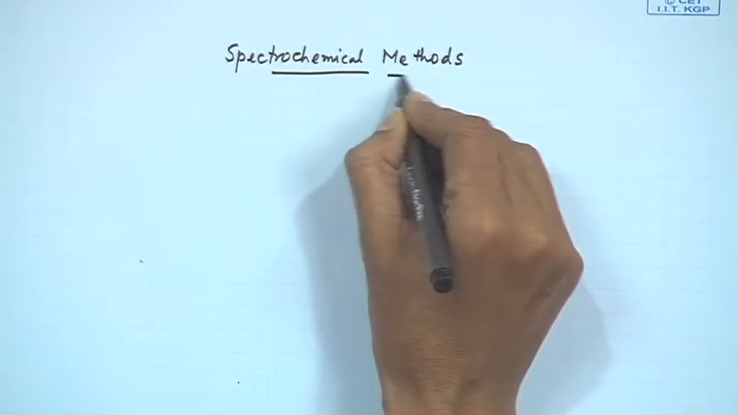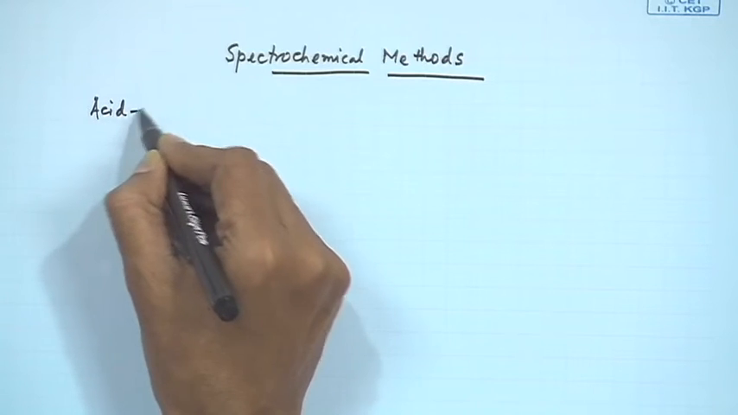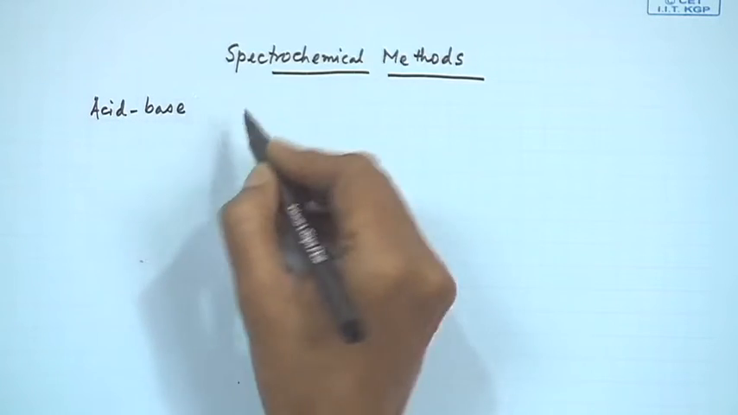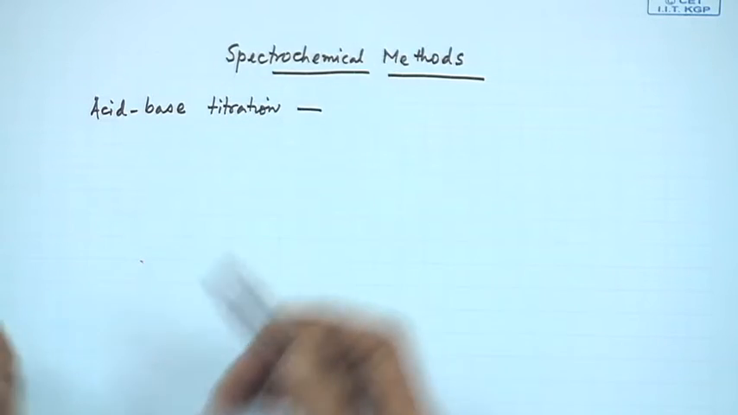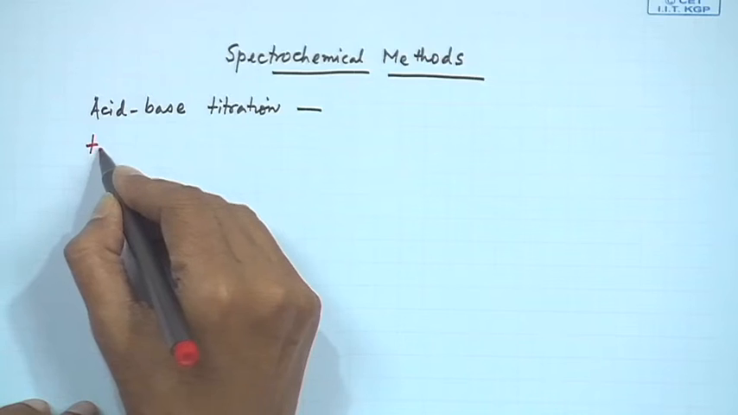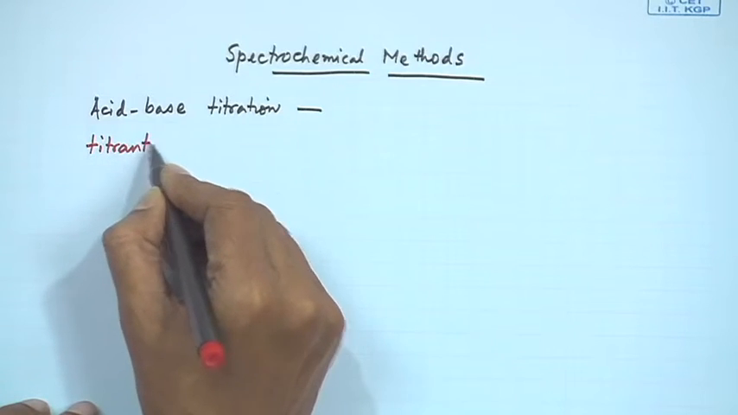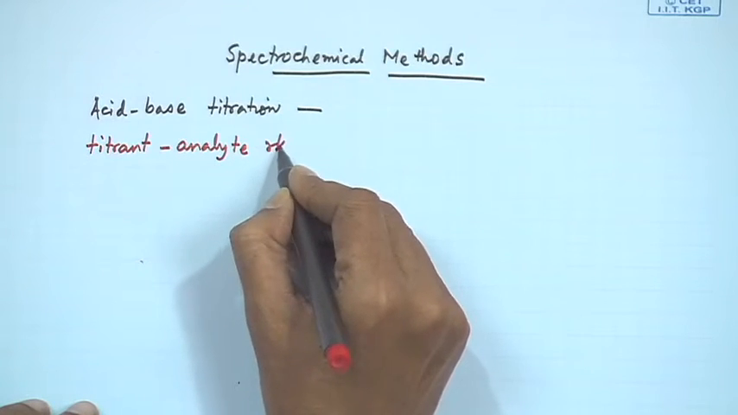Our basic intention was to see how we can use a spectrometer or a spectrophotometer to monitor a particular acid base reaction. Say the first example we can think of is a typical acid base titration reaction, and in another way we can also consider this reaction as a titrant analyte reaction.